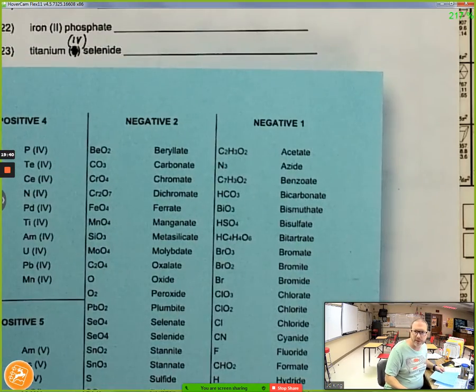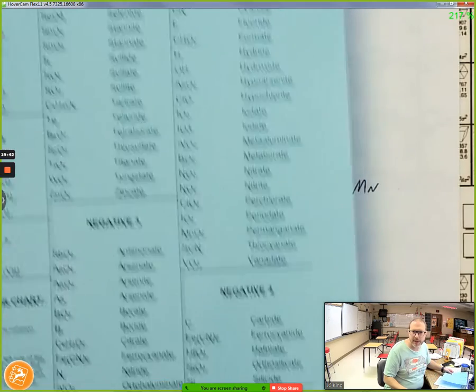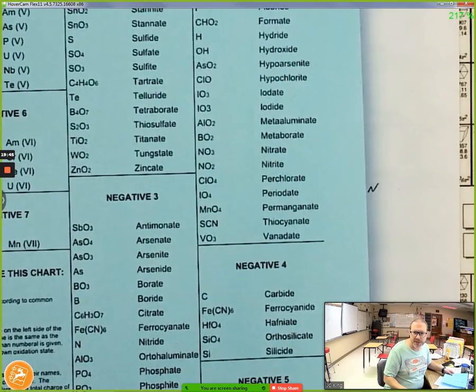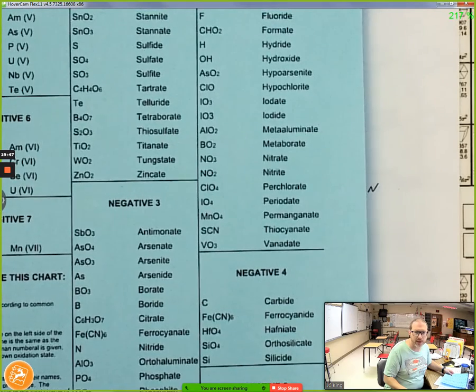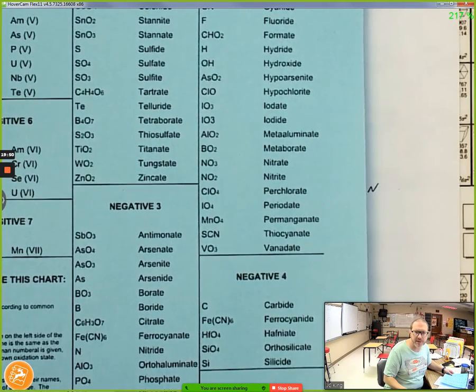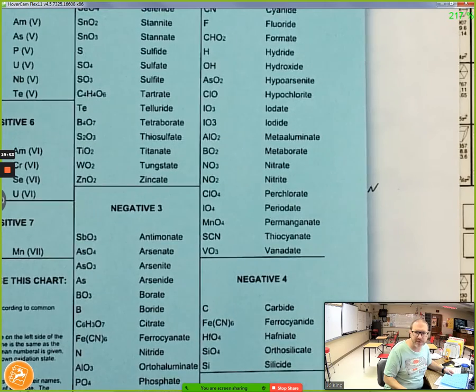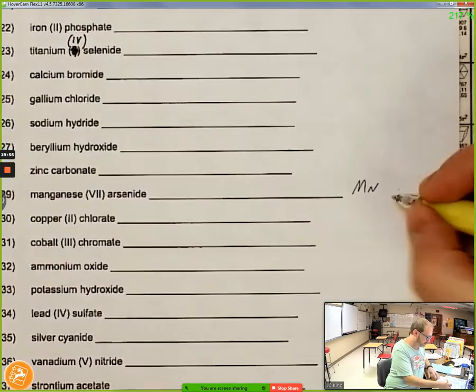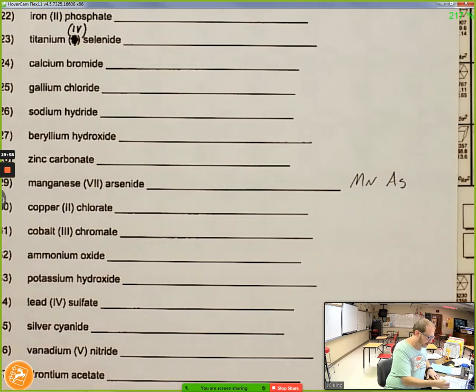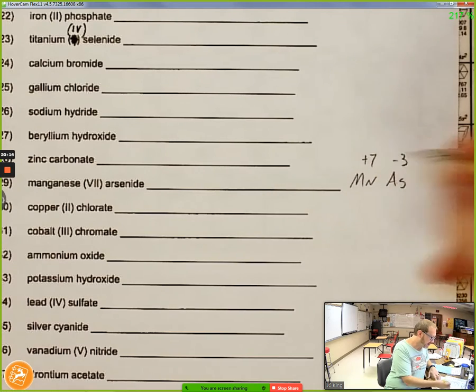Arsenide, I have to look at my negative ion chart here. Now they're listed alphabetically, so it should be in an A. There it is. Arsenide is just an arsenic atom, just as an ion, and it's got a charge of -3. So arsenide is -3. It's just As, and it's got a -3 charge. Now, because manganese tells me in the name that it's got a charge of 7, I don't have to go figure that out. I don't have to look that up. I just have to take this charge, and the charge is +7.